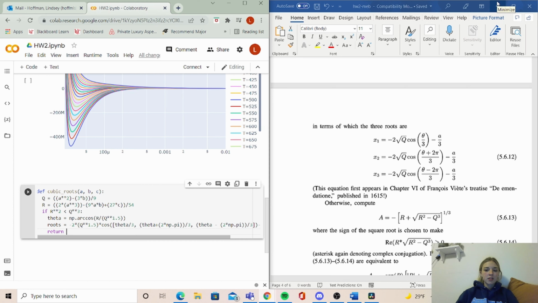So to do this, it's actually really simple. Python has a cool tool that we can use. It's just numpy sort of our roots.